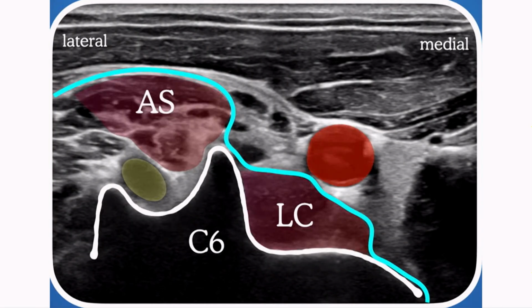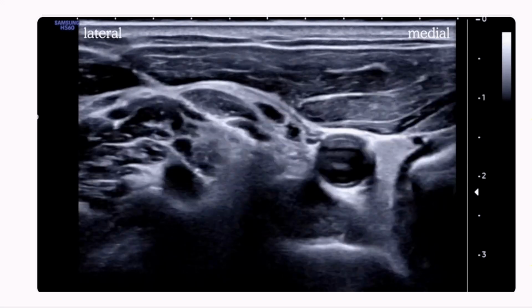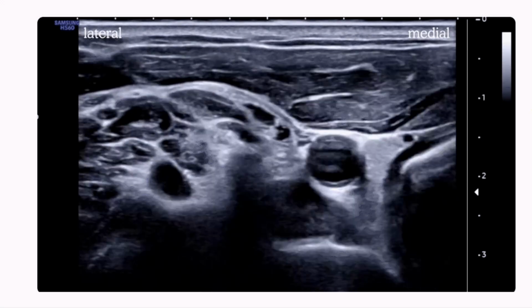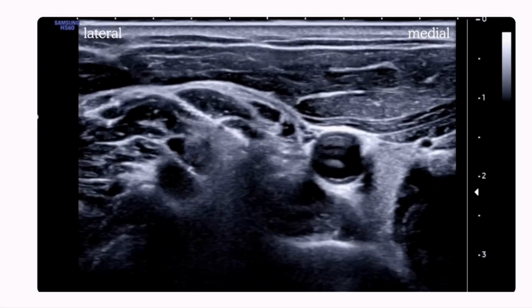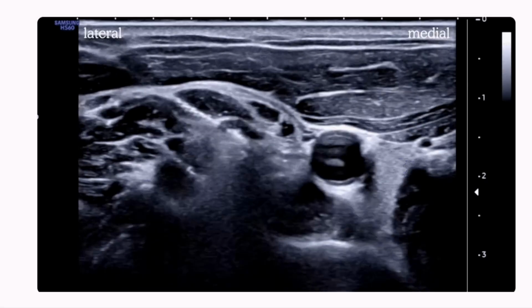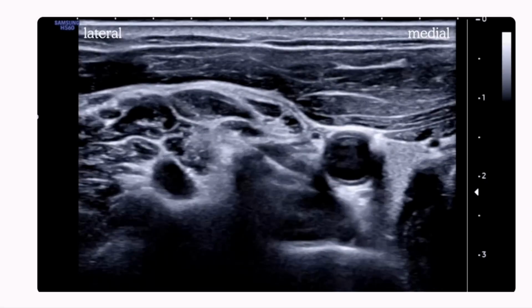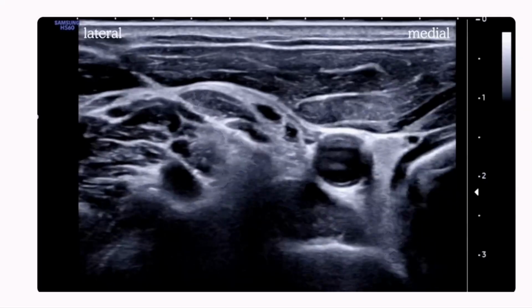So this is the C6 transverse process. It has a peculiar saddleback appearance because it has an anterior tubercle and a posterior tubercle. Just lateral to it is the longus colli muscle. Between the longus colli and the carotid artery is where we are going to target. You can see the in-plane approach: they are bringing the needle from the lateral side, going below the carotid artery and injecting the local anesthesia.